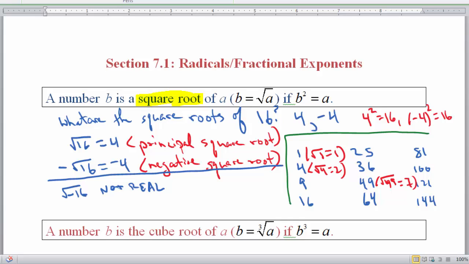And then at the end of this chapter, in section 7.6, we'll actually learn that the square root of negative 16 is an imaginary number. So there's a couple different things you can say about this at this point. We can say it's not real, we can say it's imaginary, or we could even say that it does not exist. But we don't call it undefined. Undefined really means it has no mathematical meaning. But the square root of negative 16 does have a mathematical meaning, which we will get into in section 7.6. So that's your basic idea of square roots.